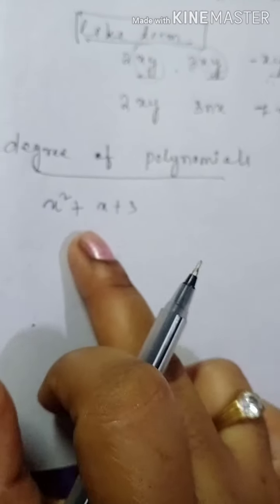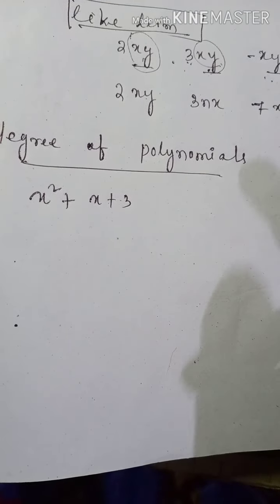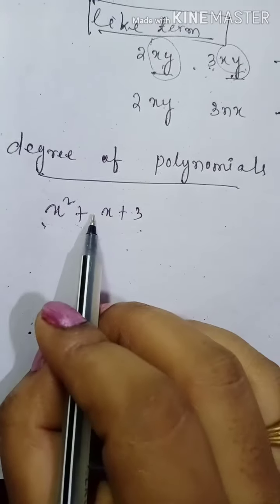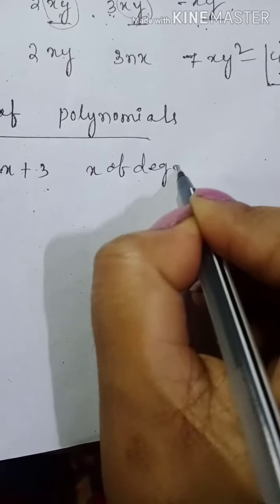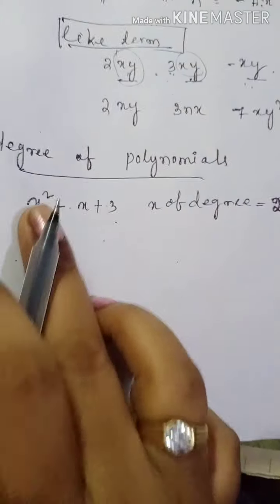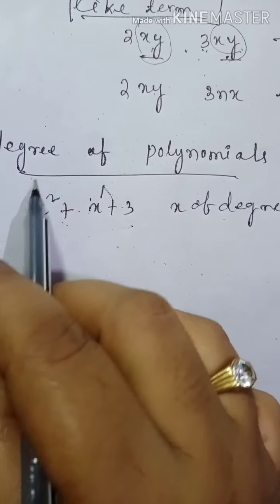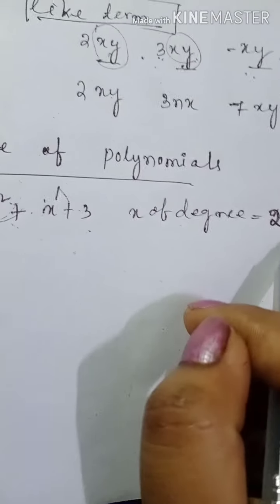As it is a polynomial, in this polynomial, what is the degree of x? See, what is the highest power of x in this polynomial? That is 2. The degree of x is 2. Because see, here nothing means 1, here 2. Comparatively, power of 2 is the highest. So the degree is also 2.